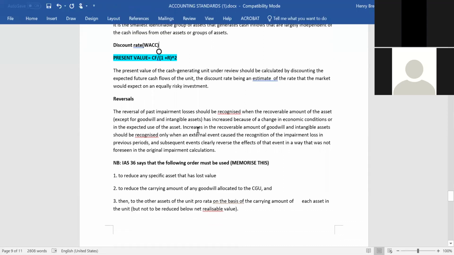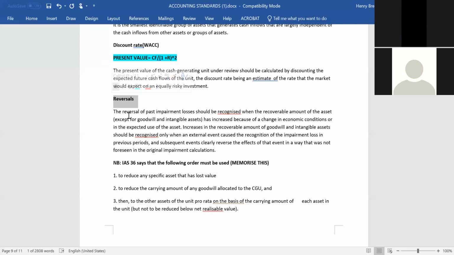So there can be an instance where there's going to be a reversal of impairment. There are instances where you can come out with a reversal of impairment according to IAS 36. The reversal of past impairment loss should be recognized when the recoverable amount of the assets, except for goodwill and intangible assets, has increased because of a change in economic conditions or in the expected use of the assets. Increases in the recoverable amount of goodwill and intangible assets should be recognized only when an external event caused the recognition of the impairment loss in previous periods, and subsequent events clearly reverse the effects of that event in a way that was not foreseen in the original impairment calculation.